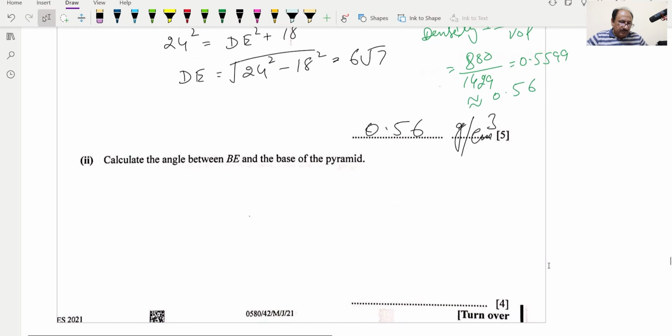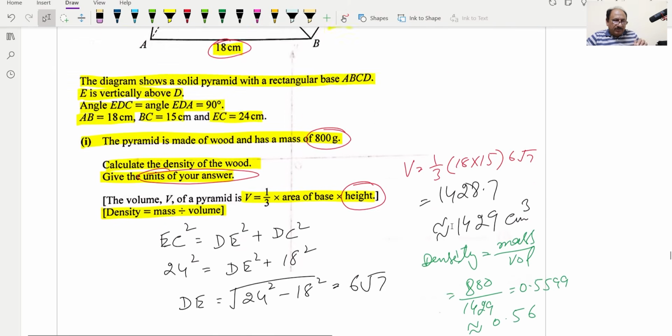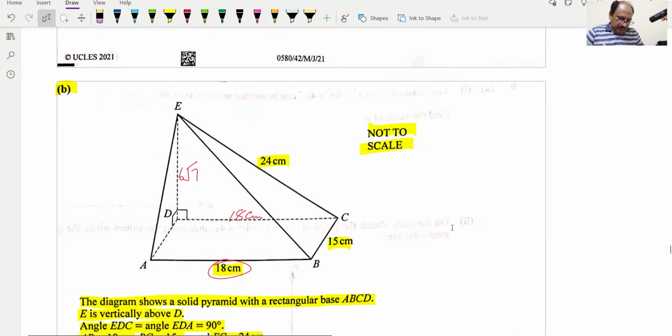And calculate the angle between BE and the base of the pyramid. So BE and base of the pyramid, for that one we will be joining this one. So first we need to identify which angle is required. Basically this angle is required. So we will be considering, first we will consider this triangle because we require BD. So for BD we will be considering this lower triangle which I have shaded.